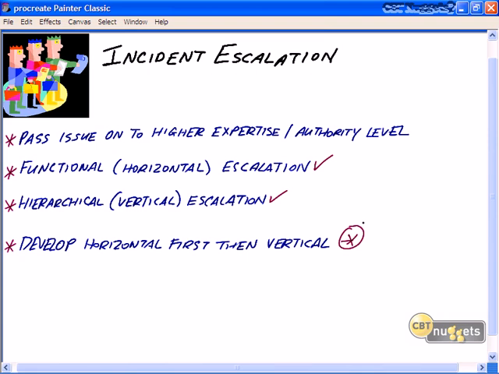So before you get into developing the second, third, and N tier solution, you want to make sure that the first tier and second tier solution, if they are functional and horizontal, is fully developed first.